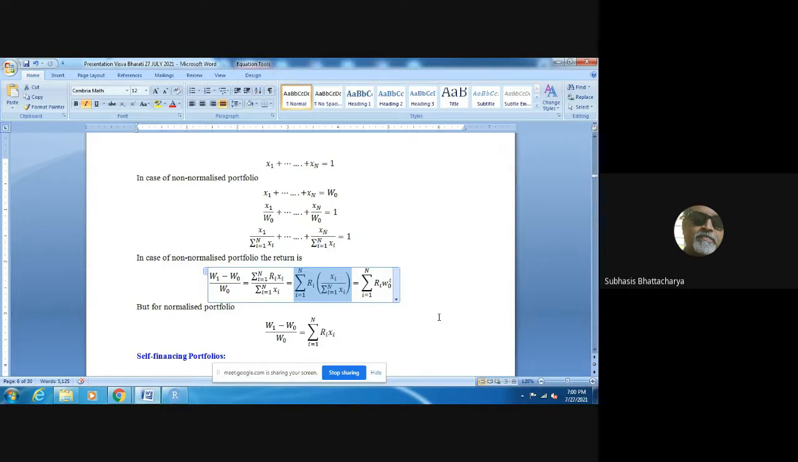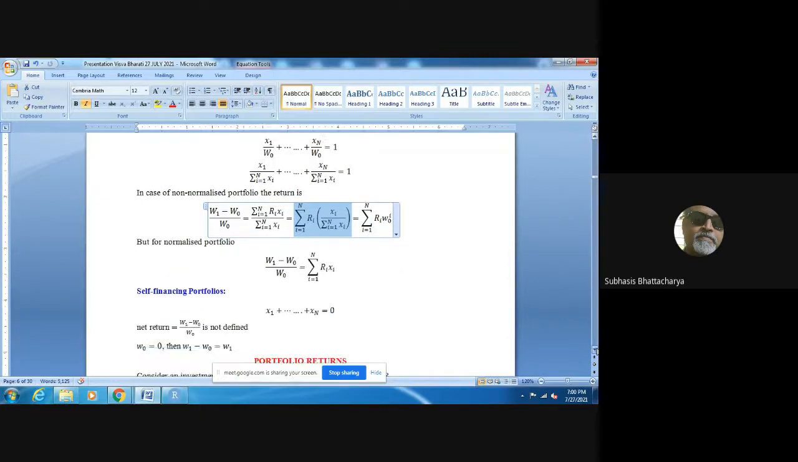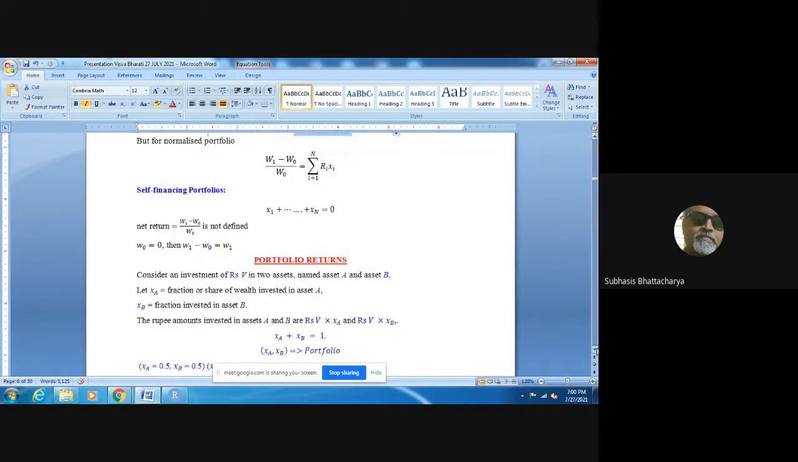Next, I am already telling you, what is self-financing? Self-financing means the summation of xi is equal to 0. As I told you earlier, suppose I have 10 assets. The first asset is my borrowing amount from the bank, and with that money I purchased the other 9 shares. So the sum is equal to 0. This possibility is known as self-financing. How can this portfolio be created? Suppose an investor can borrow some amount of money from a bank.